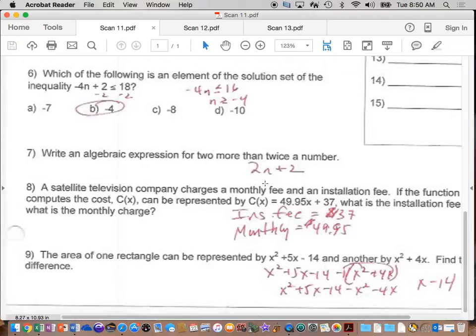Wait, wait. They're going Spanish. Okay. Ya hablo un poquito español. No. All right.